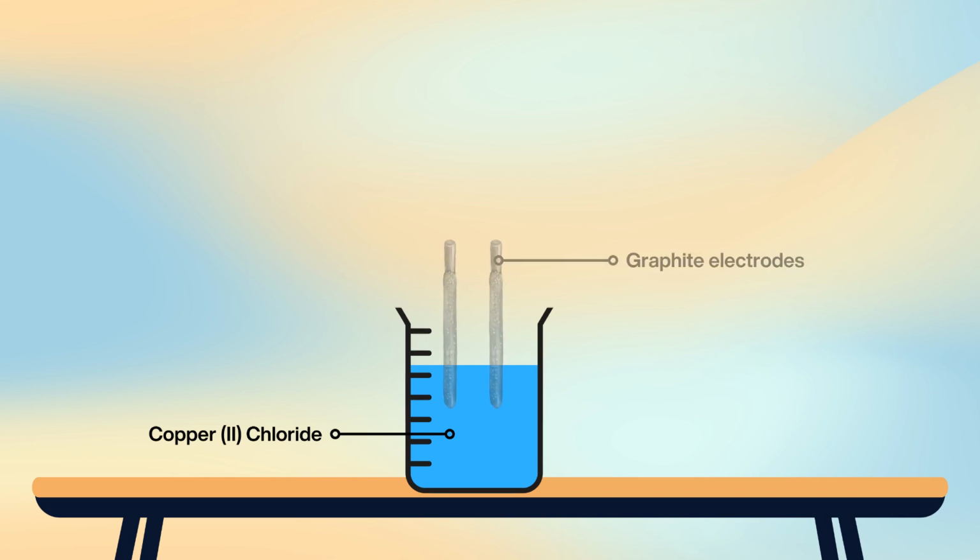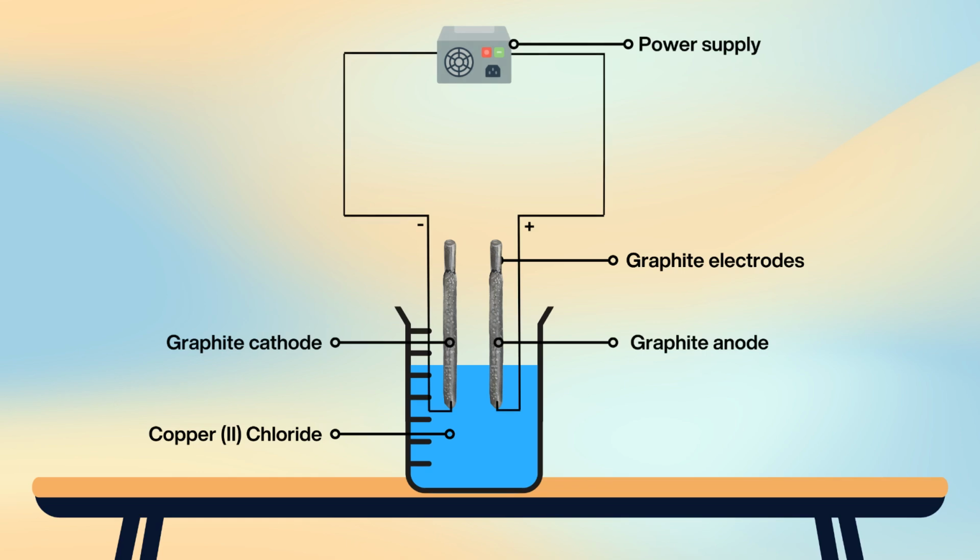Then, insert the 2 graphite electrodes into the solution, making sure they are not touching each other. Connect the electrodes to the power supply, with one electrode connected to the positive terminal, making it the anode, and the other to the negative terminal, making it the cathode.